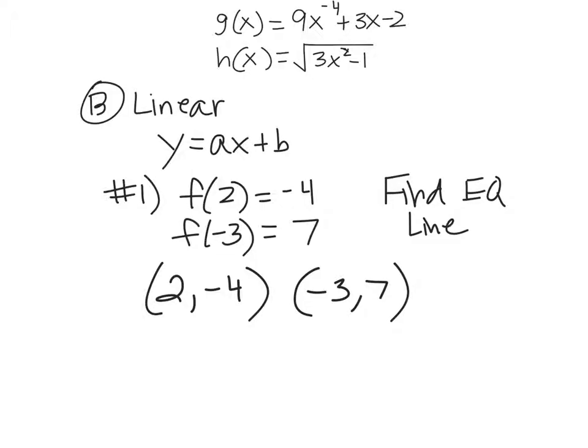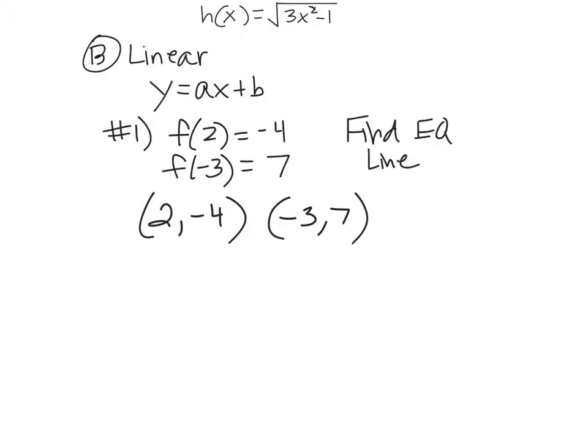Okay. All right, so first thing you're going to do to find the equation of this line is you want to find the slope. And like I said, this is going to turn out kind of ugly. We're going to have an ugly number for slope. We're going to go 7 minus negative 4 over negative 3 minus 2.